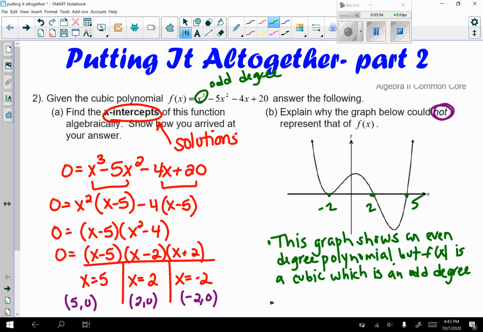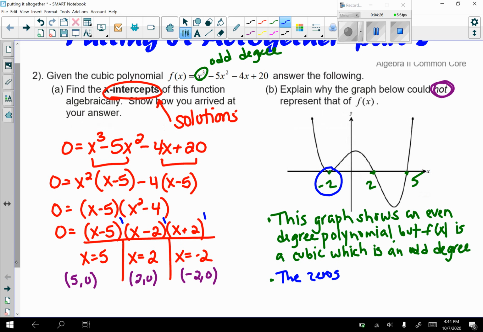But remember your multiplicities. My multiplicities algebraically are exponents. So these all had an imaginary exponent of 1, which means they were all multiplicities of 1. So graphically, they all have representation of straight through. That's not the case here. So you could also mention that the zeros all have a multiplicity of 1, but in the graph, there's a multiplicity of 2 shown due to the bounce.